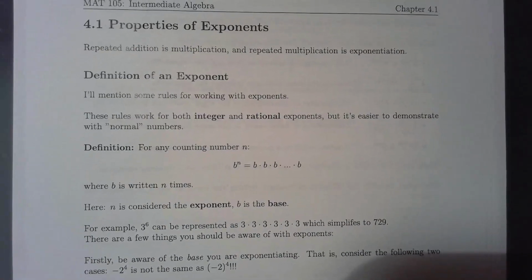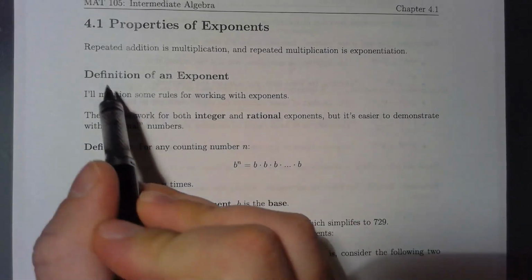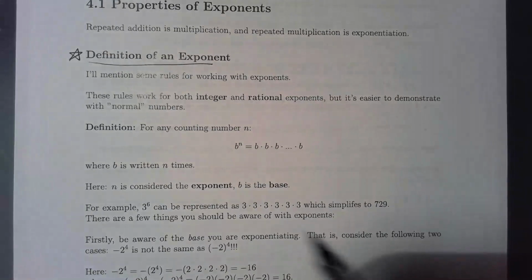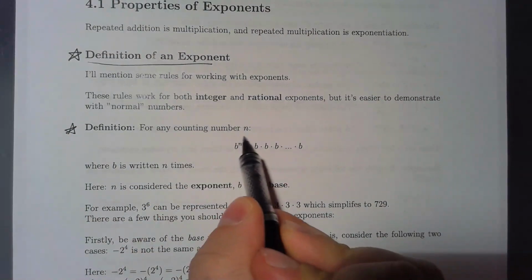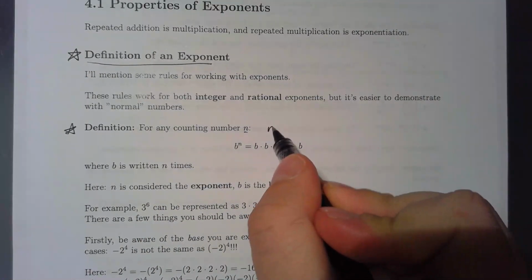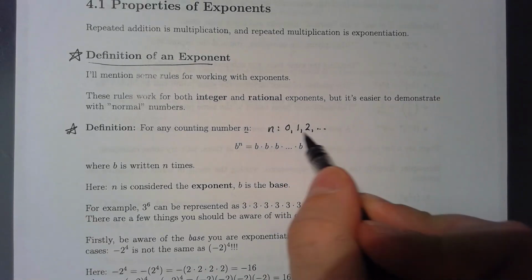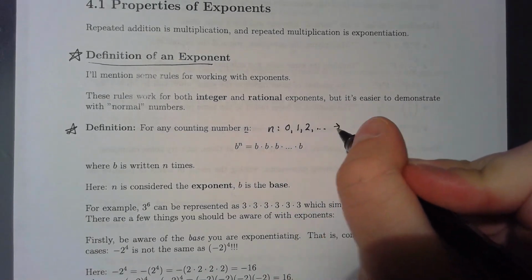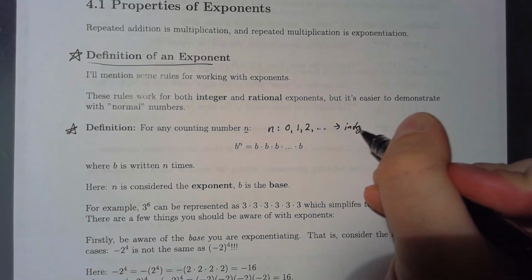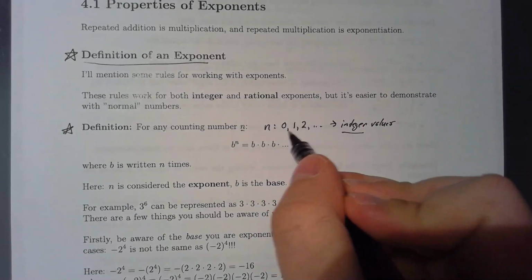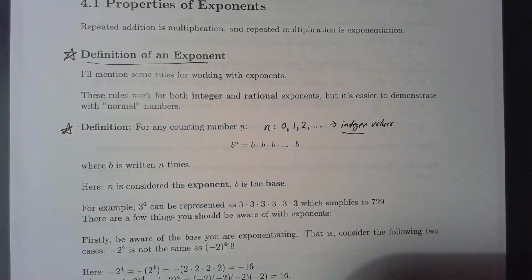Before we actually start looking at what we need to do with an exponent, we've got to see what an exponent actually is. So this is pretty basic, the definition of an exponent. For any counting number n, n could be 0, 1, 2, and it could also be a fraction as well, but for the time being, we're primarily dealing with integer values, and integers are counting numbers like 0, 1, 2, and so on. And it could include negative numbers, and we'll see that a little bit later.